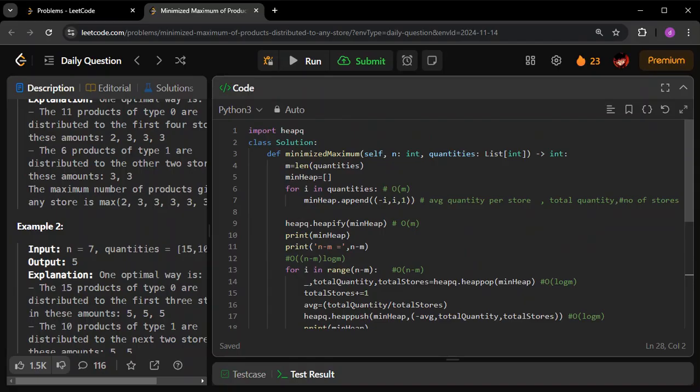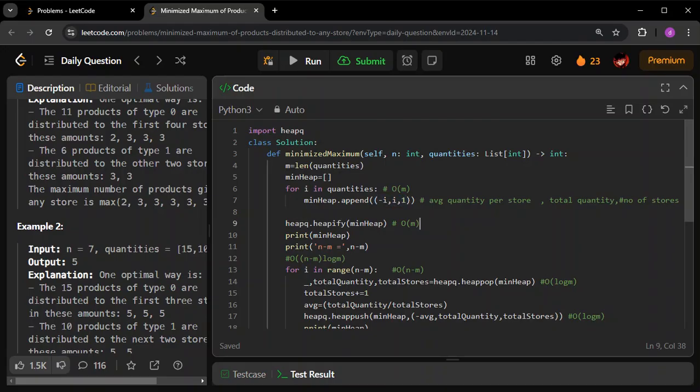And remember one thing: when we are using this particular heap library, by default they have implemented a min heap. In this case, we don't want a min heap; we want a max heap. So in order to convert the min heap into a max heap, I will be appending a negative value so that the min heap behaves like a max heap. Simple as that.